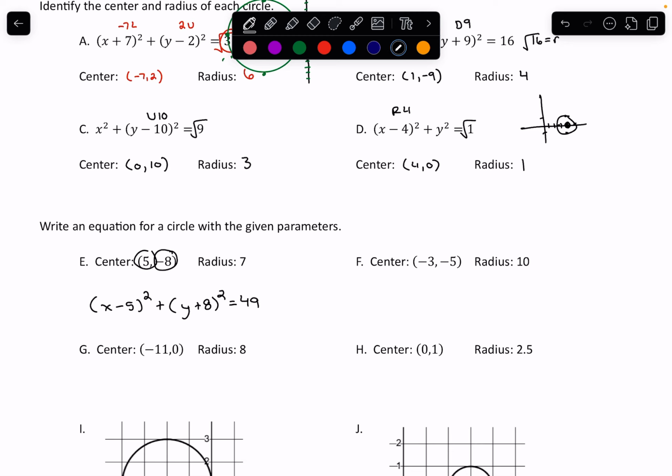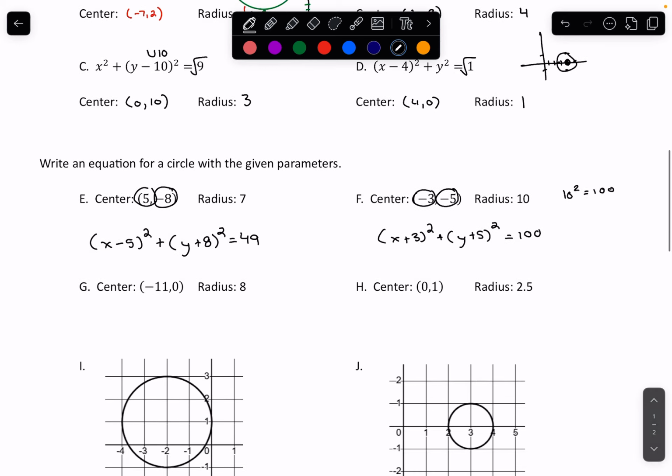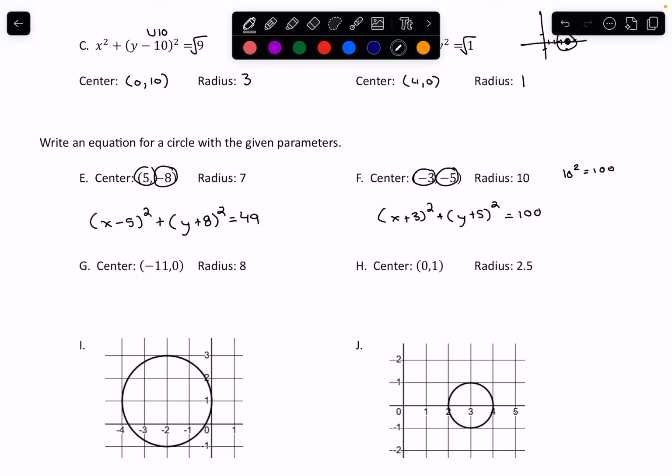Okay, example F would be x plus 3 squared, because I do the opposite of -3, plus y plus 5 squared, because I do the opposite of -5, and my radius is 10. 10 squared equals 100. So this number would be 100. Okay, G, center is -11, 0. So with x, I get a +11. With y, there's no number, so it's just a regular y squared, and those equal the radius squared, which is 64.